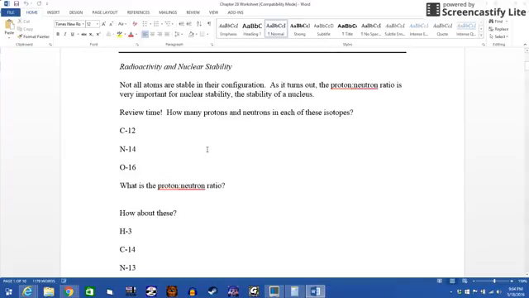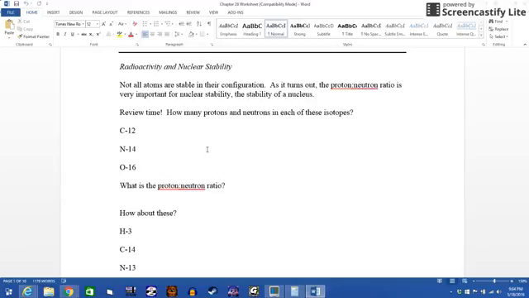Okay, radioactivity and nuclear stability. It turns out that not all atoms are stable in their configuration. As it turns out, the proton to neutron ratio is very important for nuclear stability, which is the stability of the nucleus. I know, circular definition there, but we're going to go with it.